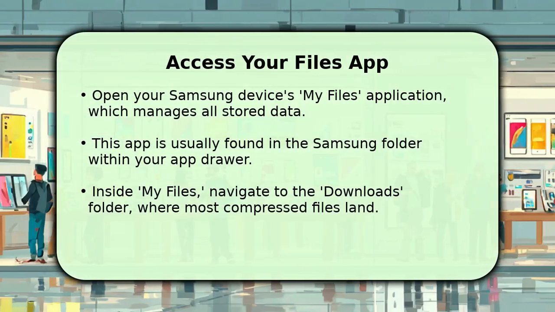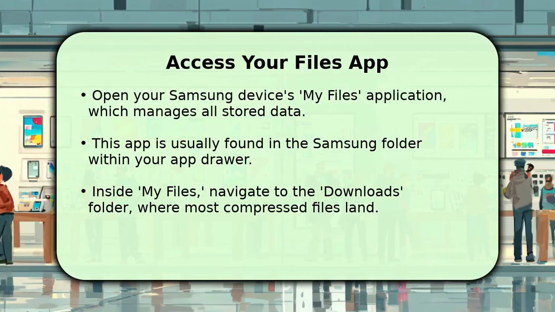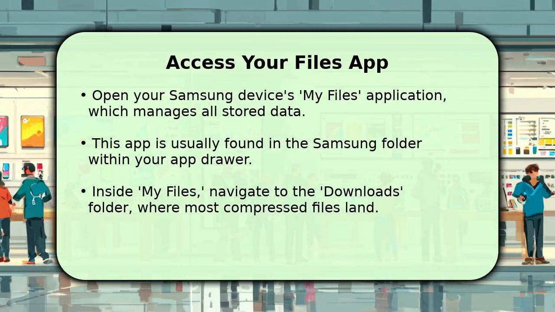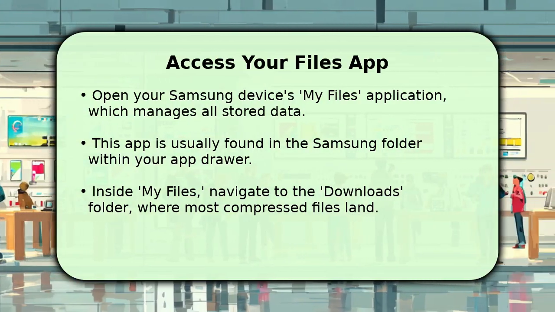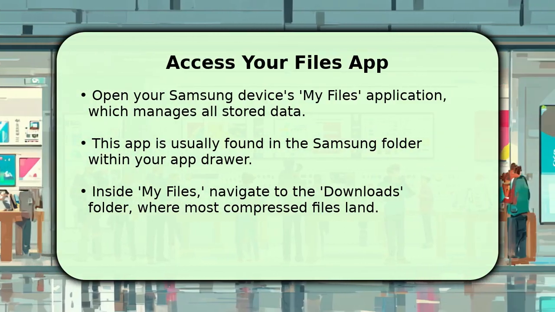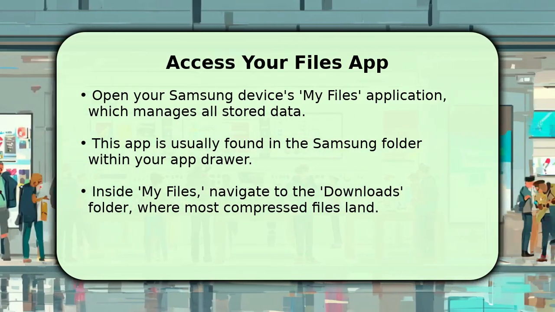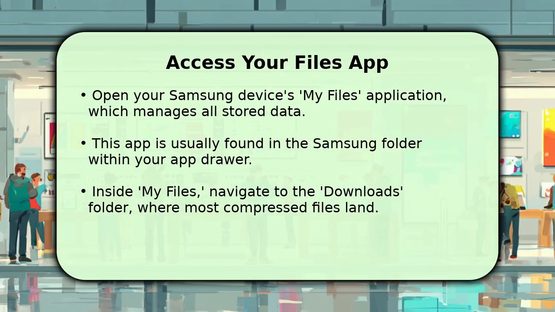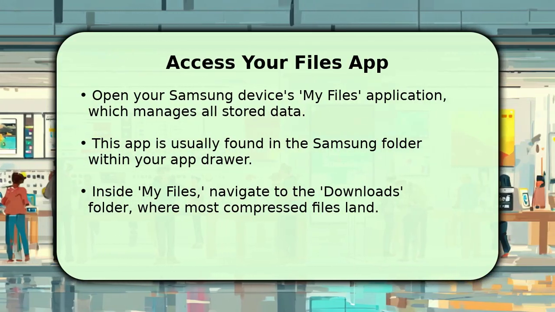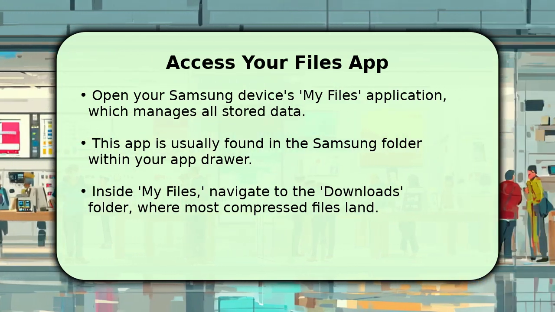To address these zipped icons, open the My Files application on your Samsung device. You can typically find this app within a folder named Samsung in your main app drawer. Once inside My Files, select Internal Storage and then tap on the Downloads folder. This is the most common location where partially downloaded or compressed app packages reside. Look for files ending with zip or app that correspond to the zipped icon you want to remove. Careful navigation here is key to finding the correct item.